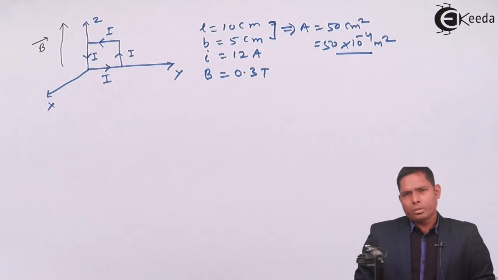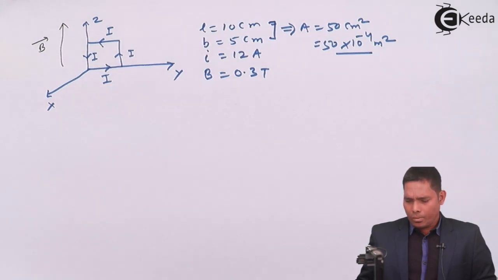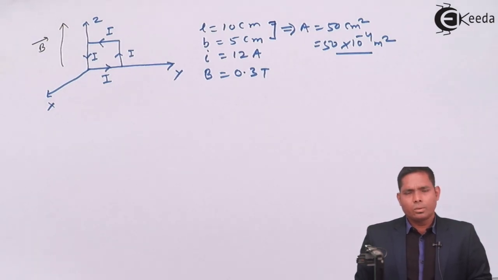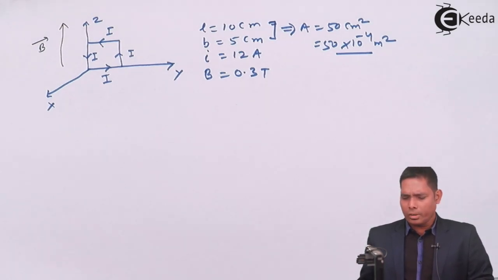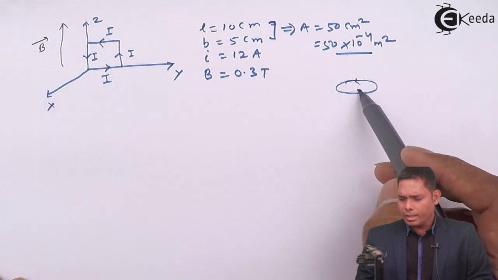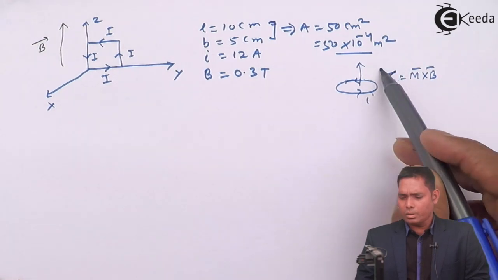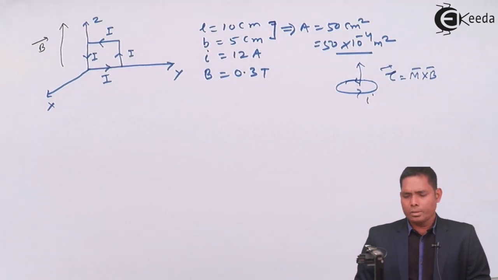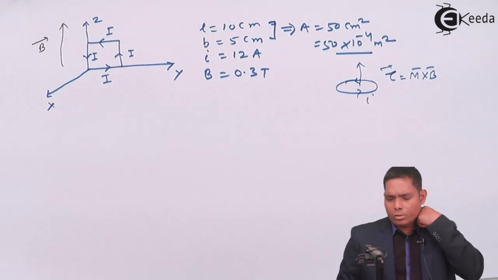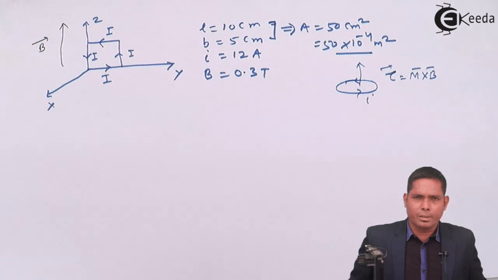For equilibrium, the net force and net torque must be zero. Because it's a loop placed in a uniform field, the force is obviously zero, so I'm not finding that. I'm just finding the net torque. Now the torque in a loop is M cross B. The torque experienced by a loop placed in a uniform magnetic field is M cross B, that we know, MB sin theta.